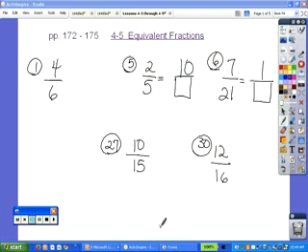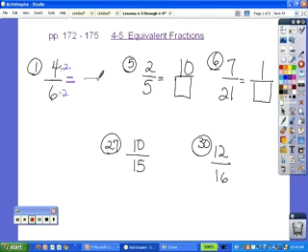To write equivalent fractions, you have two options. You may use multiplication or division. For 4/6, if I want to use division to write an equivalent fraction, I have to think of what can go into both 4 and 6 evenly. Since 2 can go into both 4 and 6 evenly, I would divide the numerator and denominator both by 2, and I would get 2/3, which is an equivalent fraction to 4/6.